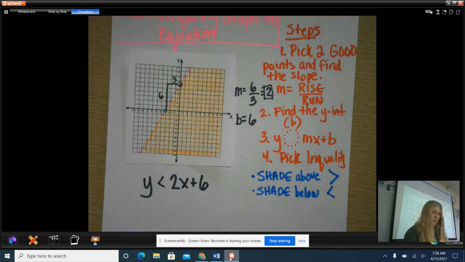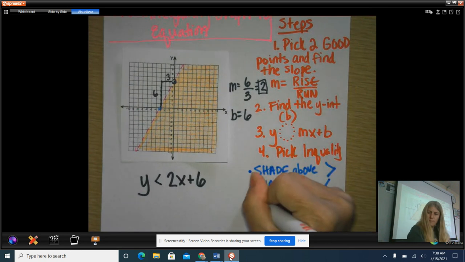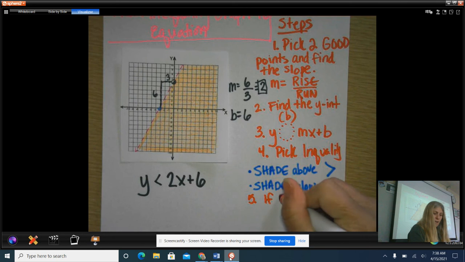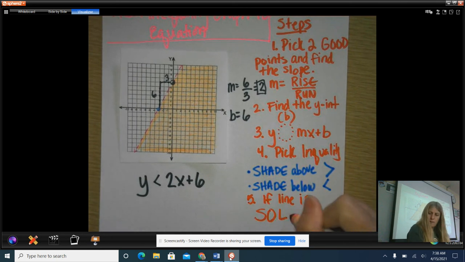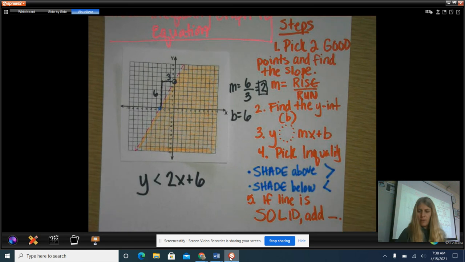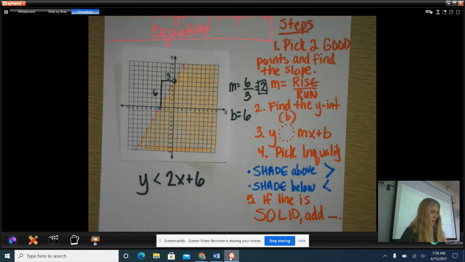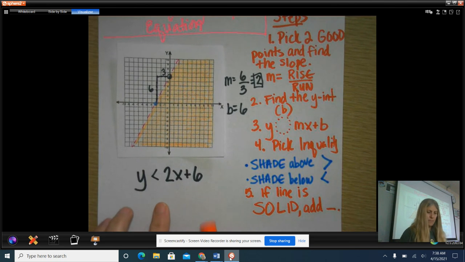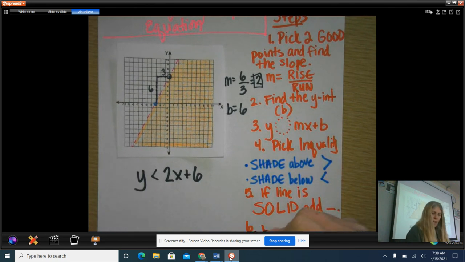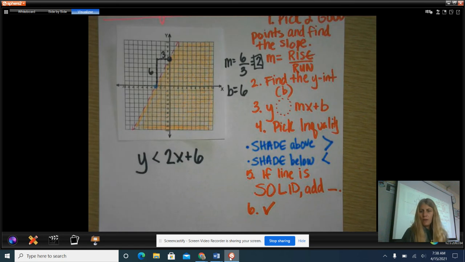Okay, step number 5. If your line is solid, add an equal to underneath your inequality. So as you can see, we have a dashed line, so we're going to leave it as is. Our last step, number 6, is to check your answer, making sure that the correct side is shaded. This is just what we did on our other direction as well.